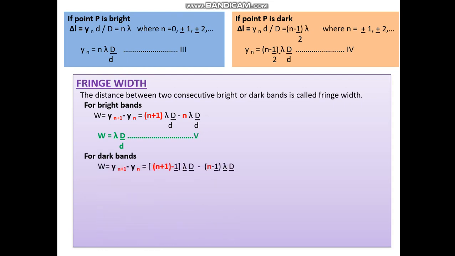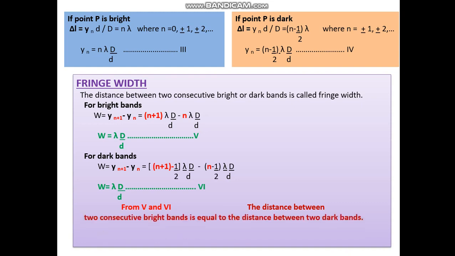For dark bands, w is again yn plus 1 minus yn for dark, that comes out to be (n plus 1 minus half) lambda D by small d minus (n minus half) lambda D by d. So w again comes out to be lambda D upon small d. From 5 and 6, the distance between two consecutive bright bands is equal to the distance between two dark bands. Therefore, the fringe width is w equal to lambda D by d, whether it is bright or dark.